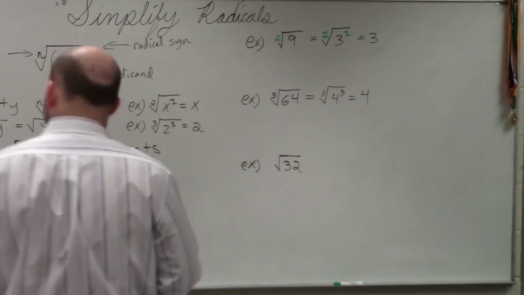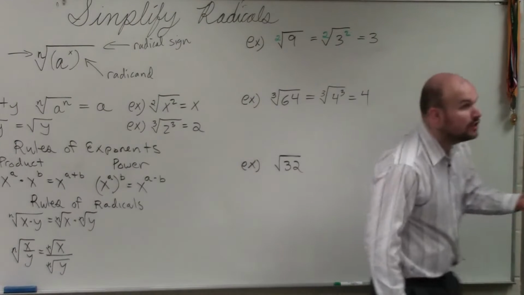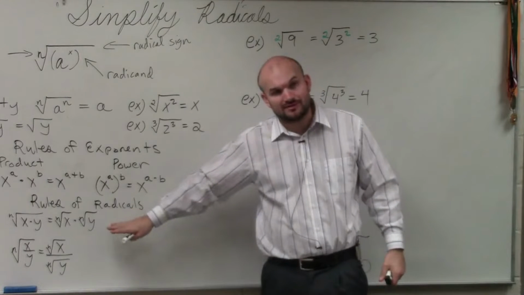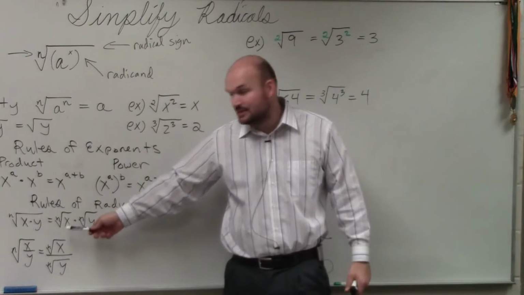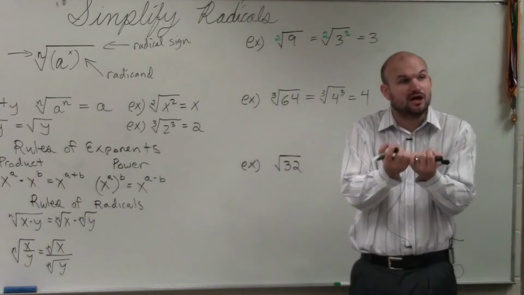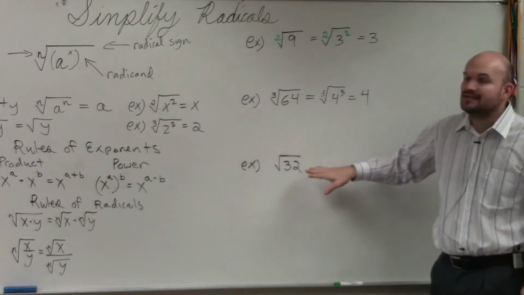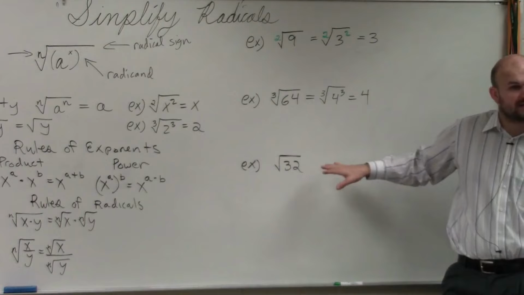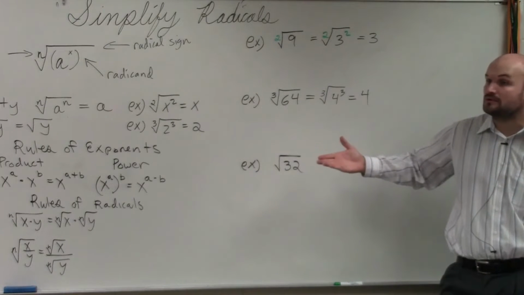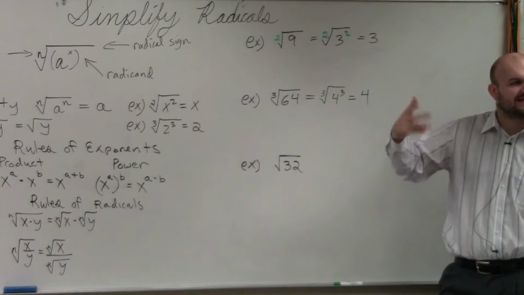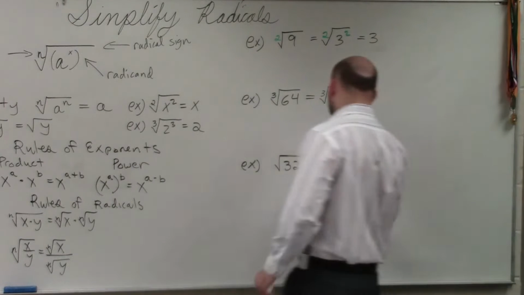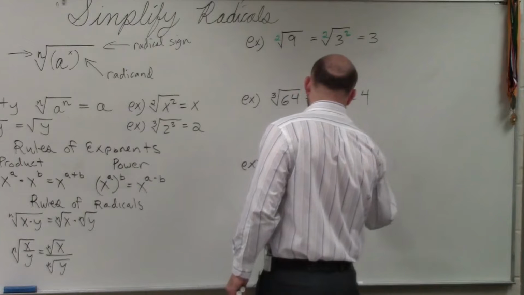On the square root of 32, is 32 a square number? No. So what we have to do now is apply our rules of radicals. I'm going to want to separate 32 into a product of 2 numbers. Can I break up 32 into a square number? Is there a square number that divides into 32? 16 and 4, right? You always want to choose the highest square number to make sure it's simplified. 16 is the largest square number, so I'm going to break this up into 16 times 2.